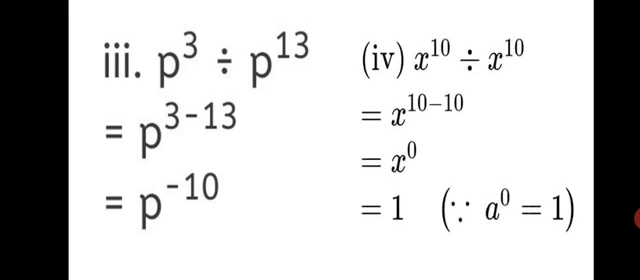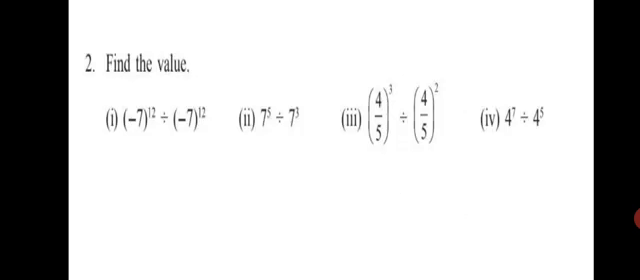Fourth sum. X raised to 10 divided by x raised to 10. X we keep as it is. We subtract the index. 10 minus 10, 0. And as I mentioned earlier, any non-zero number raised to 0 is equal to 1. Therefore, x raised to 0 is equal to 1. Since a raised to 0 is 1, x raised to 0 is also equal to 1.